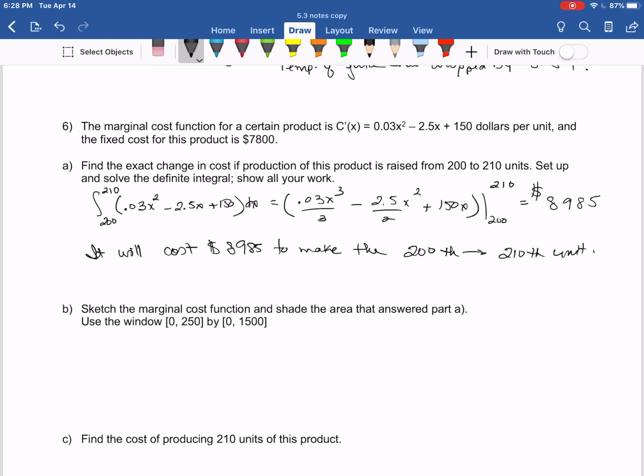All right, so that would be my interpretation if it were requested. Part B: sketch the marginal cost function and show the area that represents your answer to part A. This marginal cost is going to be parabolic because it's a second degree function. It's going to open up because the leading coefficient is positive, and it's going to cross the y-axis at 150. If you wanted to sketch this on your calculator, I've given you the window that you see there, but that's the general shape. The 200th unit is somewhere in this neighborhood. The 210th is just a little bit over towards the right. And so the shaded area is the definite integral that we computed in part A.